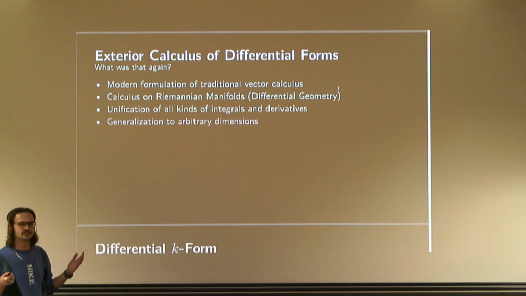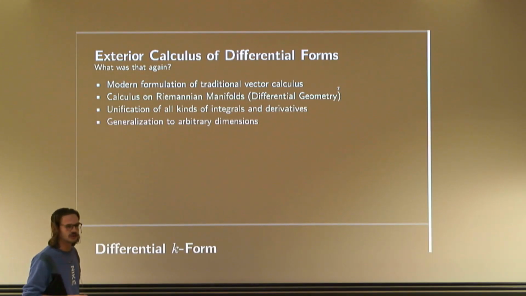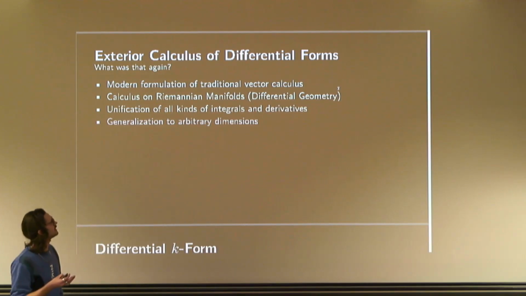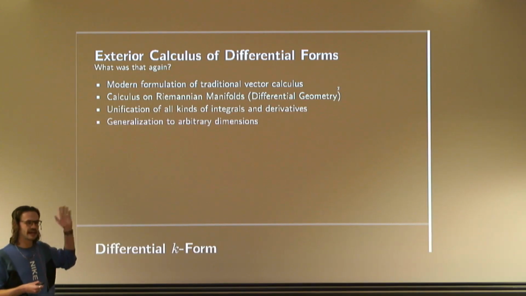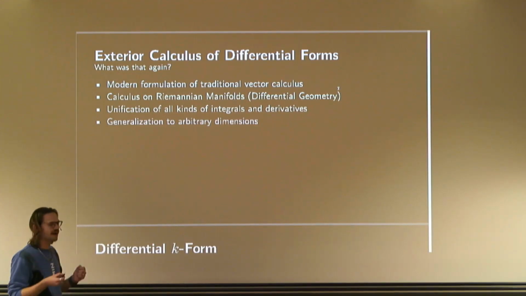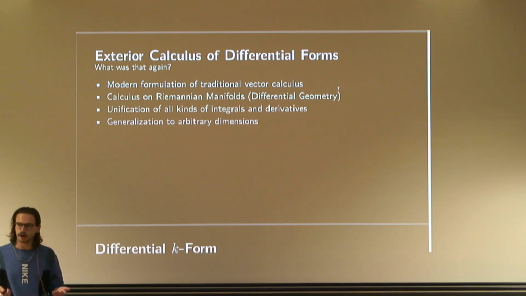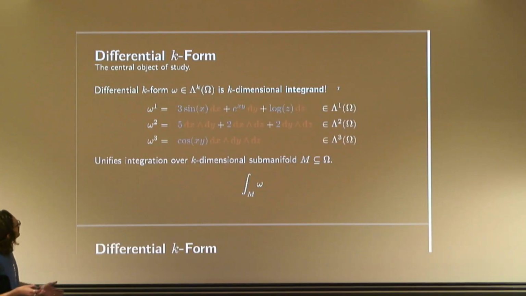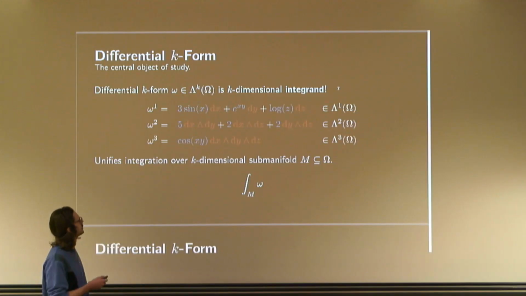So what is this exterior calculus of differential forms again? Really it is a modern formulation of vector calculus. It is in terms of differential geometry, and it allows us to do calculus on Riemannian manifolds. And it unifies all different kinds of integrals and derivatives you know from vector calculus, and then generalizes them to arbitrary dimensions. So a differential K-form you can really think of as being a K-dimensional integrand.